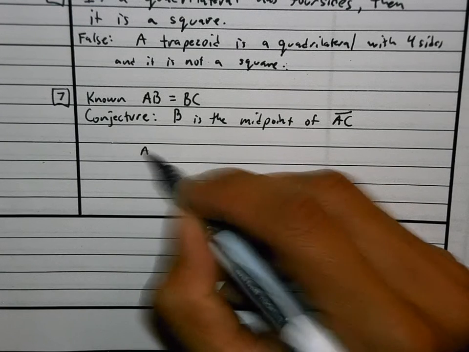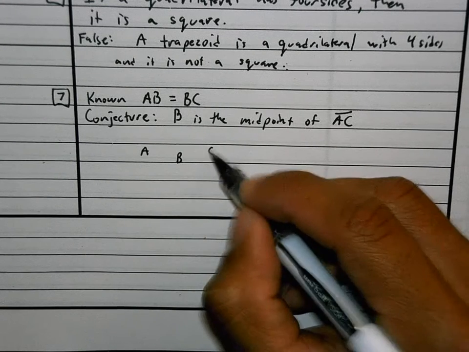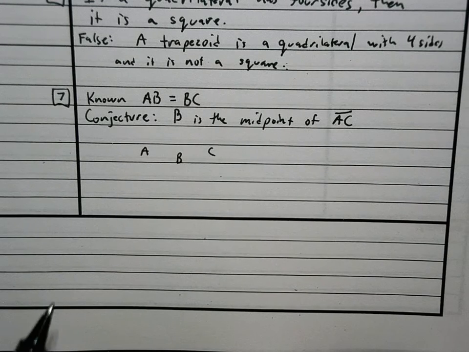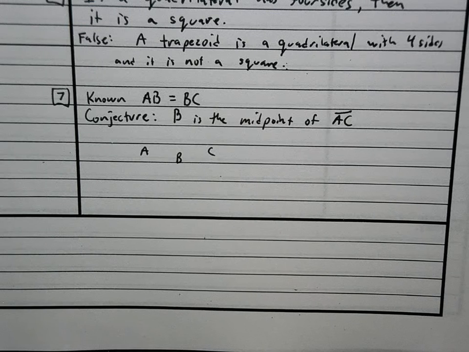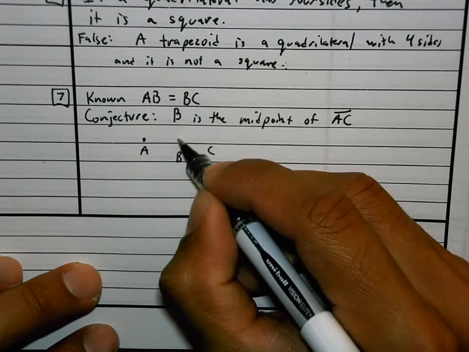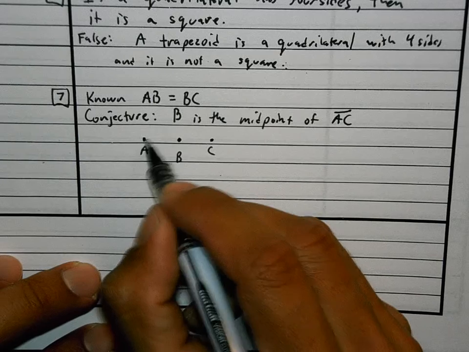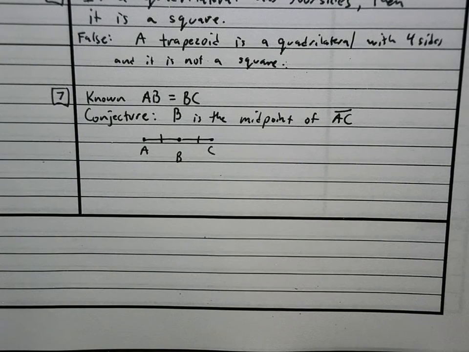A, B, C. If you were to draw this where AB is the same length as BC, B might look like it's in the middle or is the midpoint. Well, let's just draw it like that. Let's just put right here, right here, right here. And this is the same length as this. Is B going to be the midpoint the way that this is drawn? Yeah. Okay.